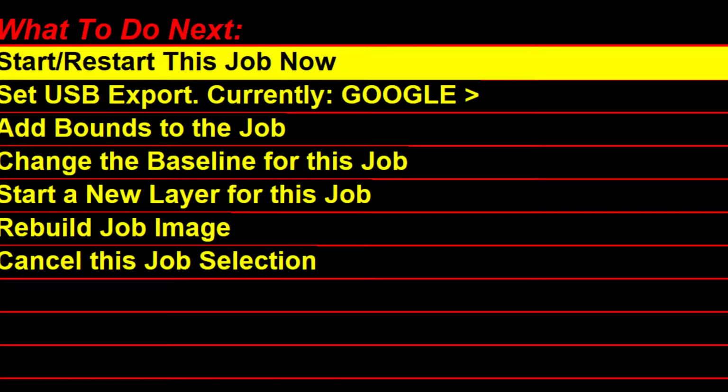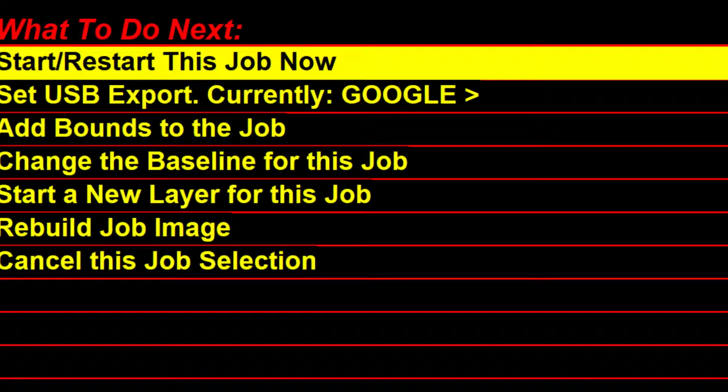So let's just go in and start one of these jobs just to show you what you come through. The first thing is it asks you a couple of questions that you can do with this job. One, you can of course export it in the USB. 2 is you can add bounds to this job. 3, change the baseline for this job. So you do part of the field one way and you want to do the rest of it the other way.